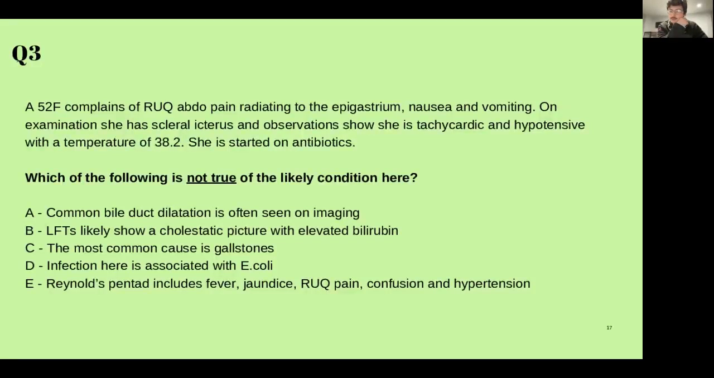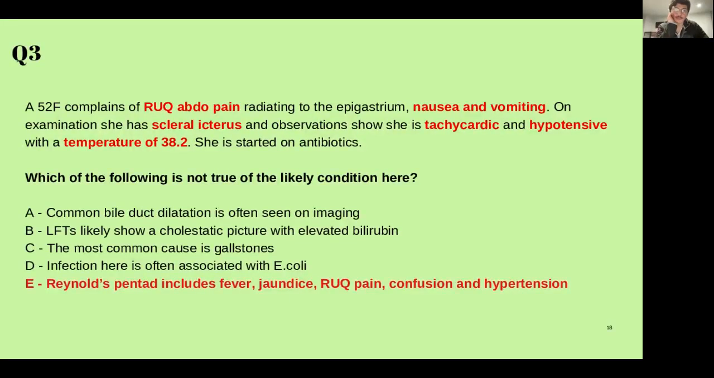Okay, so the one that's not true is E. You may know Charcot's triad is right upper quadrant pain, jaundice, and fever. Reynolds' pentad is basically just those three plus hypotension and confusion, so more features of sepsis really. The key thing is I've put hypertension rather than hypotension, perhaps a little bit sneaky. But just going through all of the others.